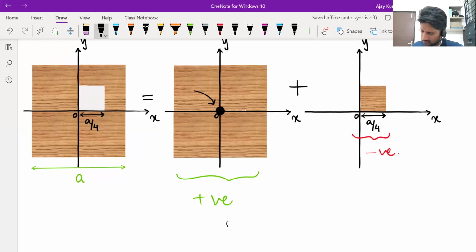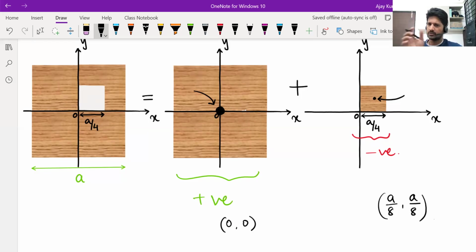So 0, 0. How much mass to place there, we'll discuss. For the removed part, the center of mass is here. If its side is A by 4, then the coordinates of that point will be A by 8, A by 8. Yusuf, can you tell me the ratio of masses of the full square and that small square?